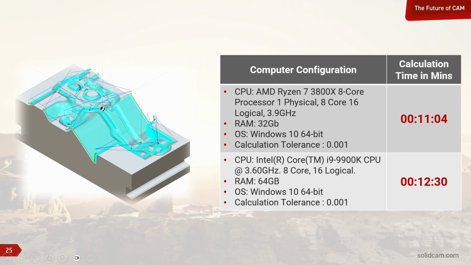So this is the same toolpath calculated on two systems. Although this is not a very fair comparison, I'm using a Ryzen 7 against an i9. But you can see that Ryzen 7 outperformed the i9 system by almost 20%. 15 to 20% was the difference between Ryzen 7 and i9. Okay, it was not a fair comparison. So if I put Ryzen 7 and i7, the difference would have been even bigger. Everything the same, just the systems were different.